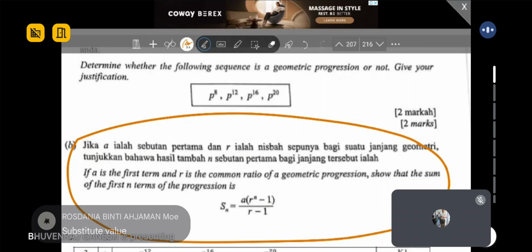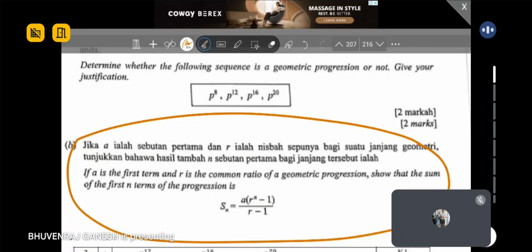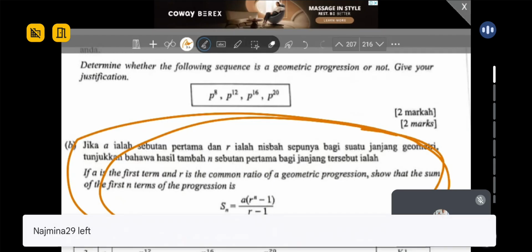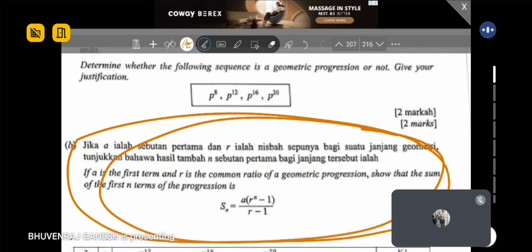Substitute value. Okay. In this question, do you see any value? Yes or no? No, right? Okay, tak nampak apa-apa nilai kan kat sini. So substitute value cannot. Okay, you must try to play with the formula. Kena main dengan rumus saja kat sini. Okay, guys. Very simple lah.